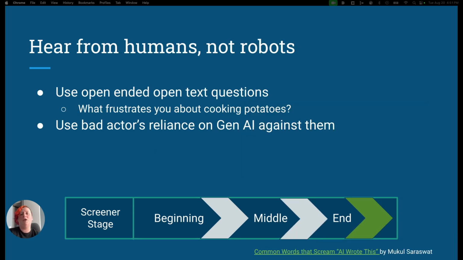Now, near the end of the screener is where you can get into those meatier, more detailed questions, because at this point you hopefully have mostly viable candidates. Open-ended text answers are a fantastic way to identify viable candidates from bad fits or bad actors. It is often obvious very quickly when a question is answered by somebody who does this thing every day. But that being said, you are going to need to prepare yourself for AI generated answers.